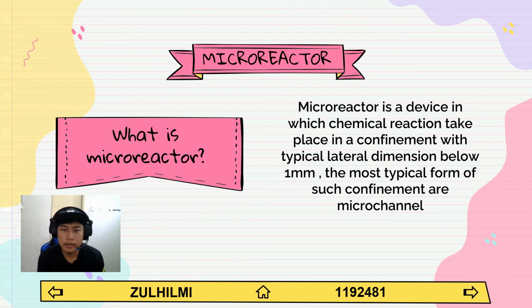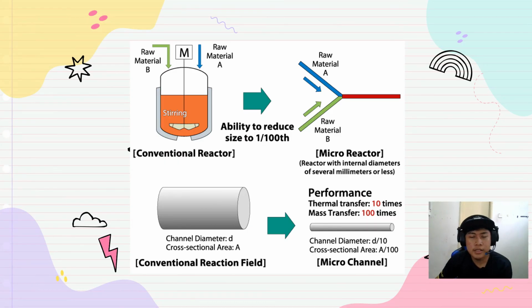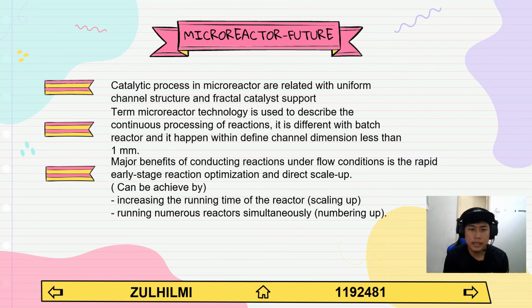What is a microreactor? A microreactor is a device in which chemical reaction takes place in a confinement with typical lateral dimension below 1 mm. The most typical form of such confinement is the microchannel. So this is the picture explaining the microchannel. Next, the explanation of the microreactor.